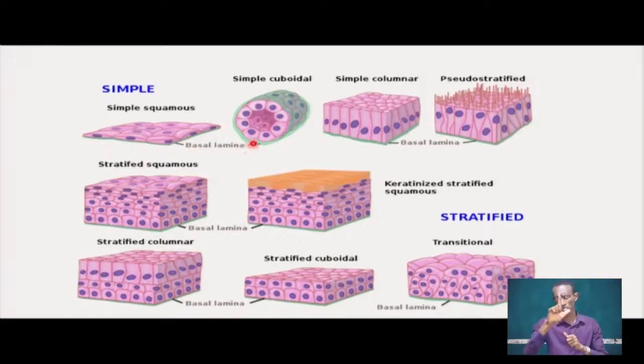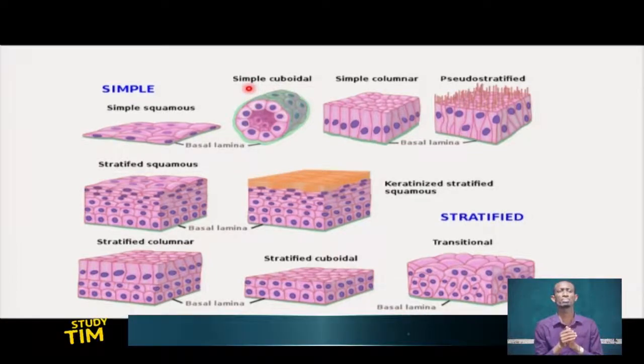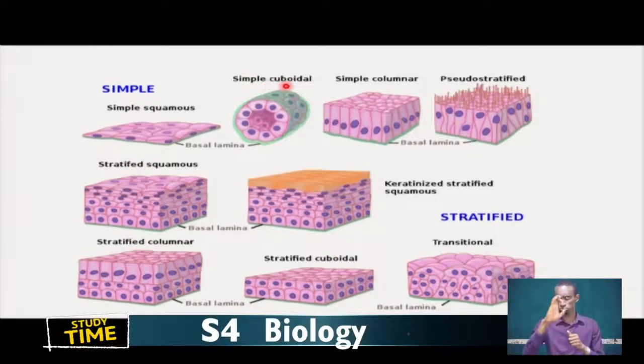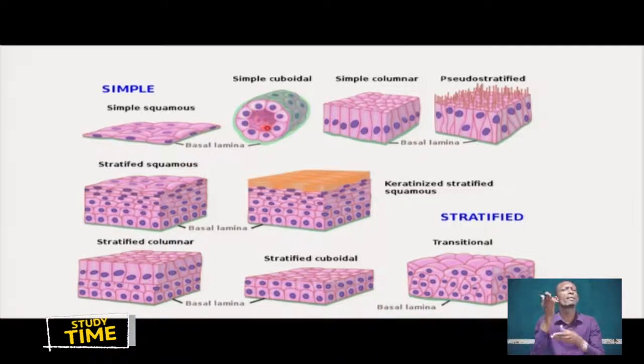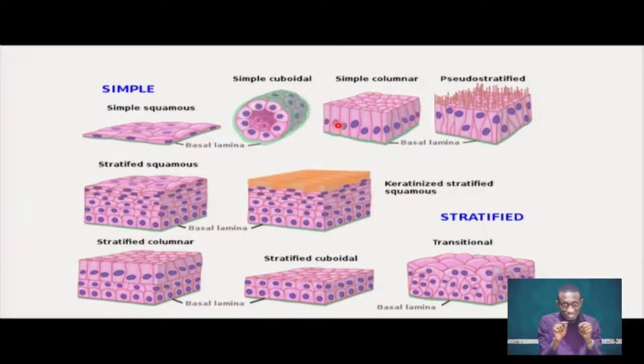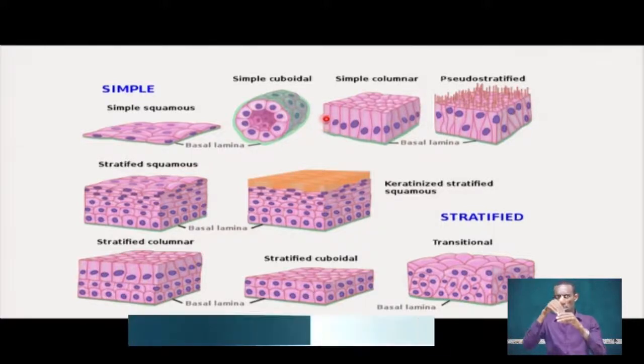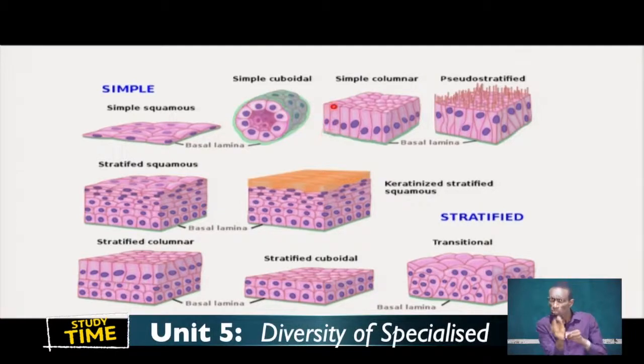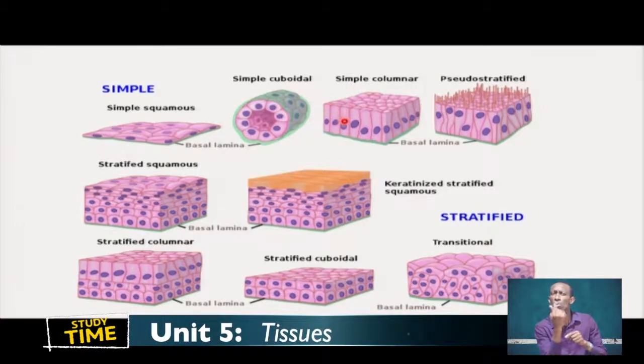Then we have what we call simple cuboidal. If it is simple, that means it is made up of one layer, and then cuboidal because cells are cube-shaped. Like you see, these cells are in cube form. Then when it comes to simple columnar, columnar means elongated. Simple means single layer. You can see this is a single layer. And then these cells are elongated, as you can see them. So that's why we say simple columnar.